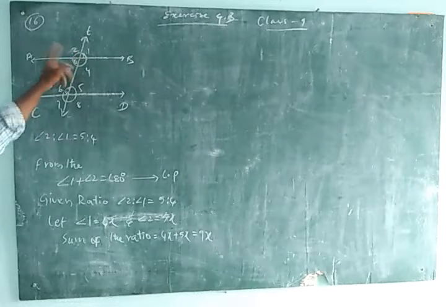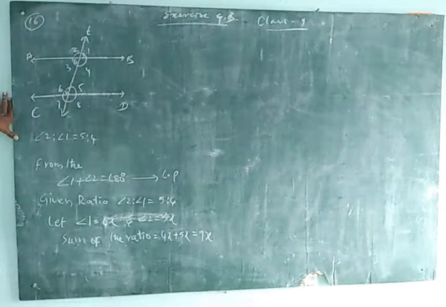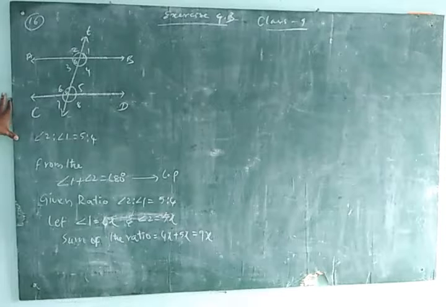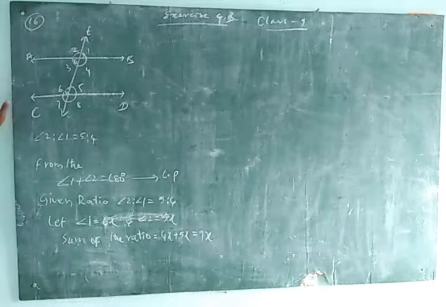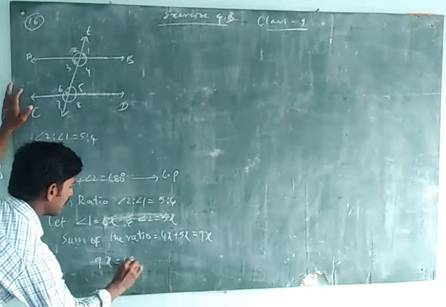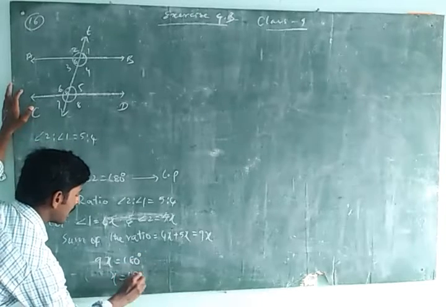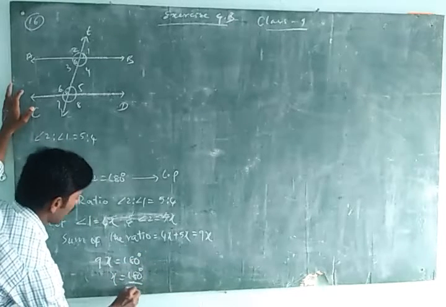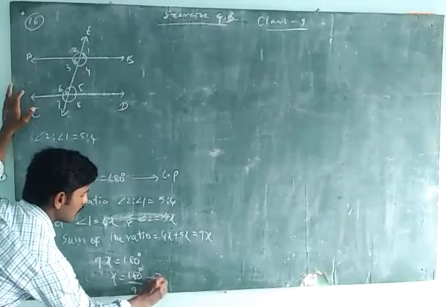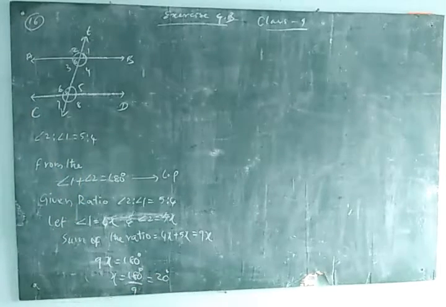Given angle 1 plus angle 2 is equal to 180. So substitute the value here: 9x is equal to 180. X is equal to 180 by 9, 9 twos are 18, so x value is 20.